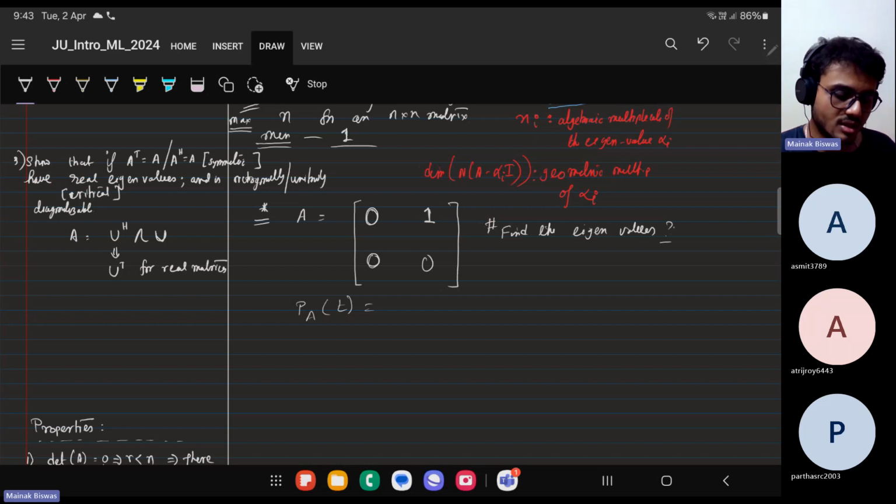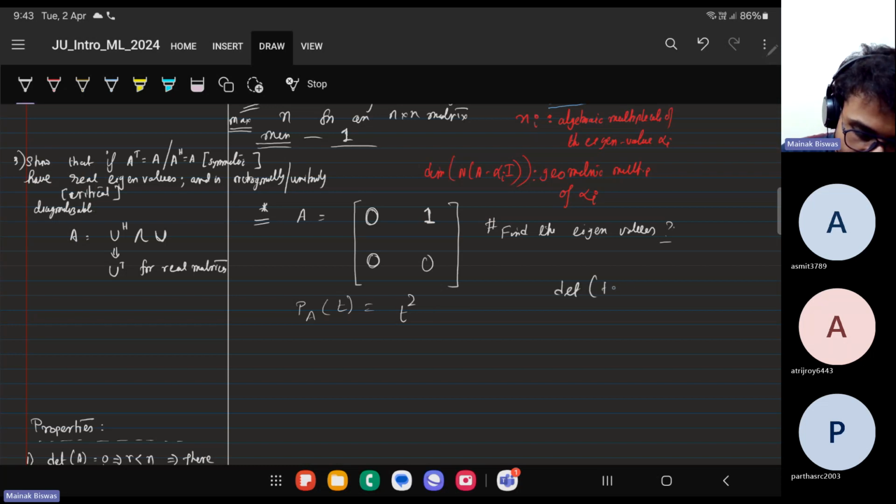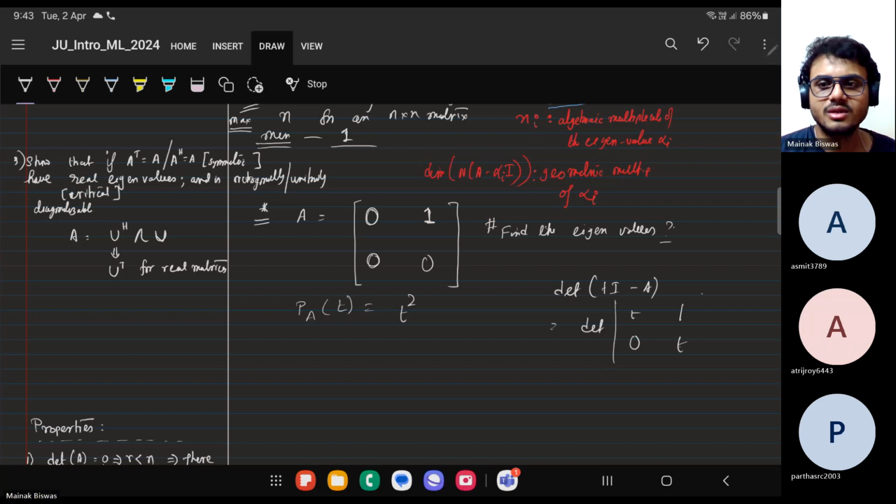Let's do this for this matrix. Yes, we can do it for this matrix. So what is the characteristic equation? This is T squared equal to 0, right? This is the characteristic equation, that's the determinant of TI minus A. That is T, 1, 0, T. Agreed? So what is the determinant value? T squared, right?